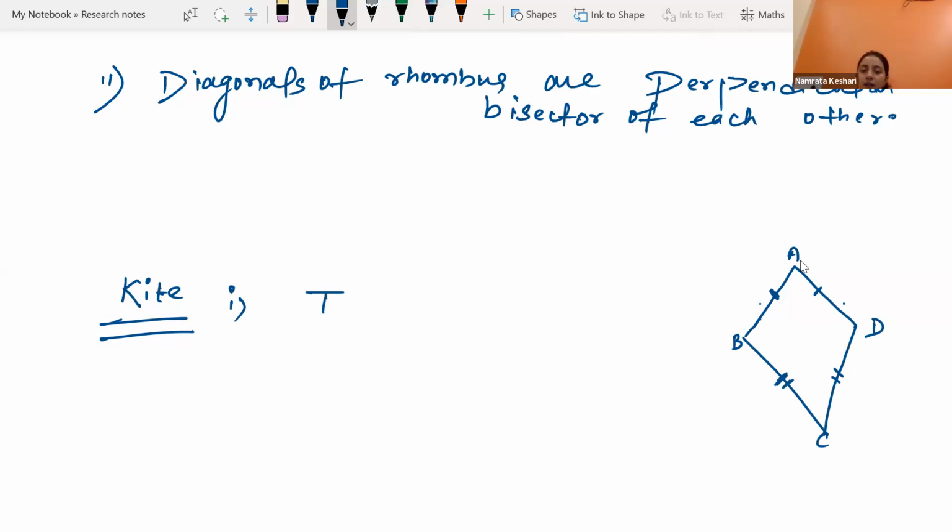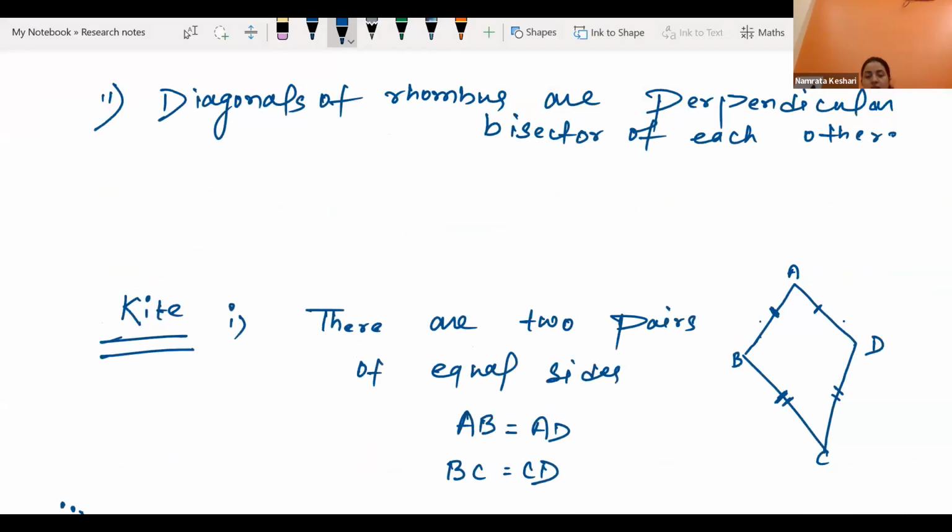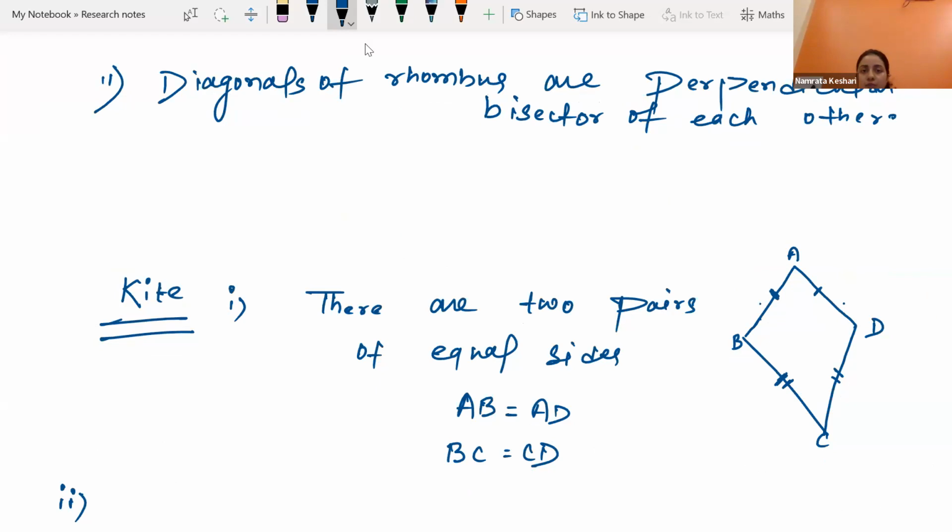So I'm writing it. There are two pairs of equal sides, and for your clarity you need to write over here which sides are equal. So we'll be writing AB is equal to AD, and BC is equal to CD. Okay, now the next property. First note it down this much and then I'll tell.